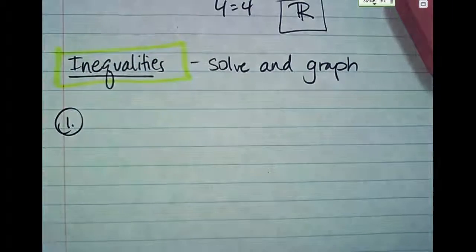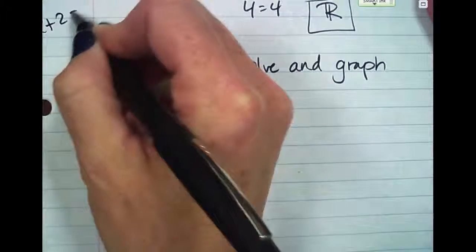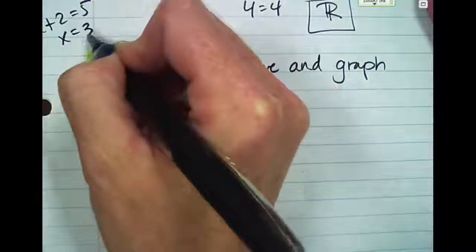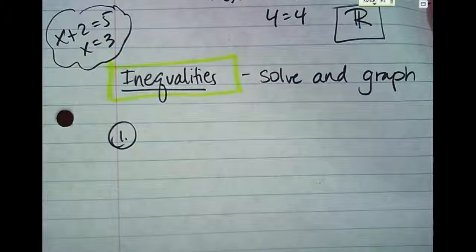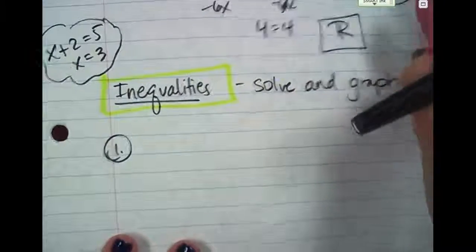We talked about it in an equation. For example, if I told you x plus 2 equals 5, then x is 3, right? We discussed that. But sometimes when you change the equal sign to a less than or greater than, there are actually lots of different answers. So that's what's going to happen here.